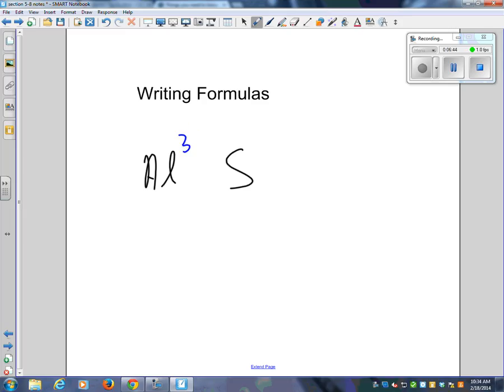3 plus, 2 negative. All you do, Christian, are you watching? All you do is just take that number, put it down there. Take that number, put it down there. What's the formula for aluminum sulfide? Al2S3. That's all there is to it. It's really simple, is it not? Nod and say, yes, that's simple.